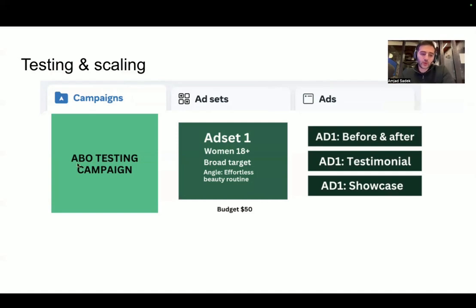In our case, we want to start testing. So I always start with an ABO testing campaign. ABO stands for ad set budget optimization. So I'm telling Facebook or TikTok or whatever platform I'm using, I want to select the exact budget I want to spend on each test, because they also have the other option, which is called CBO, where you let Facebook decide where to spend your budget. But I always go with ABO because you have more control over things.